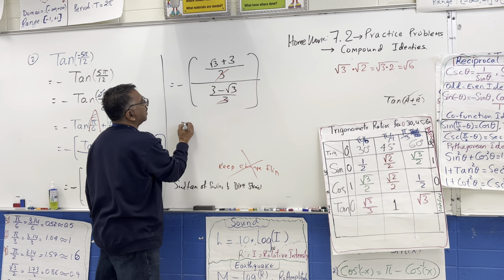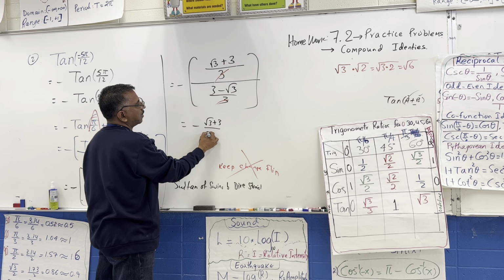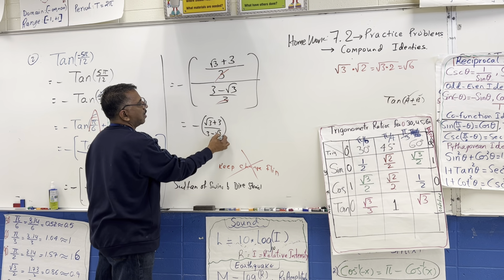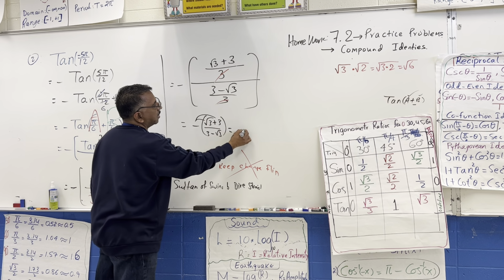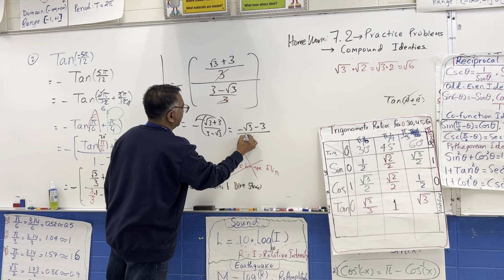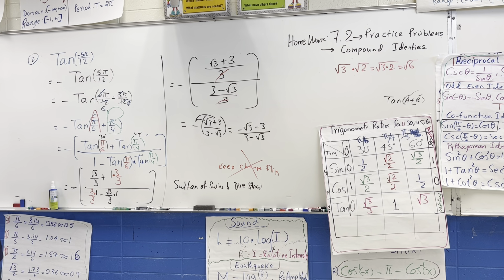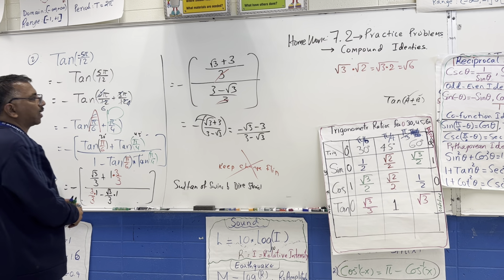Correct? So this is root 3 plus 3, and I'll just write 3 minus root 3. Or you can just distribute this minus and say this is minus root 3 and minus 3 over 3 minus root 3. Is that okay? And that's it. You can keep it like that. They didn't ask you exactly.